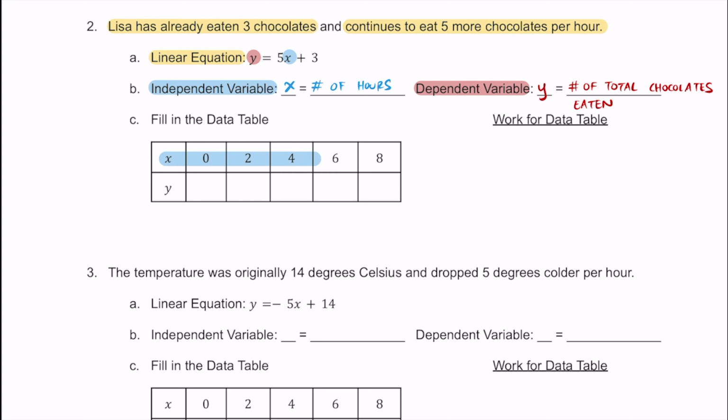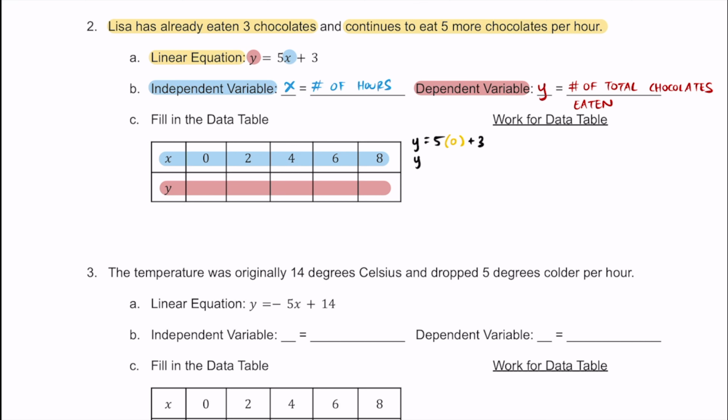Let's take each of these values of x, or the number of possible hours that Lisa is going to be eating chocolates for, and solve for each of these missing y values, or the total number of chocolates she had eaten at that point. Let's go ahead and take this linear equation and say that x is going to be 0, so 0 hours go by. Let's substitute that in. So it's going to be y is equal to 5 multiplied by 0 hours, so it's going to be 5 times 0. Then we're going to go ahead and add 3 on afterwards.